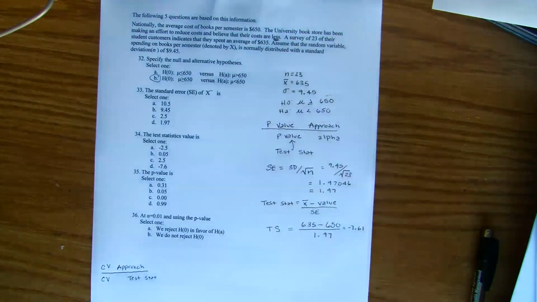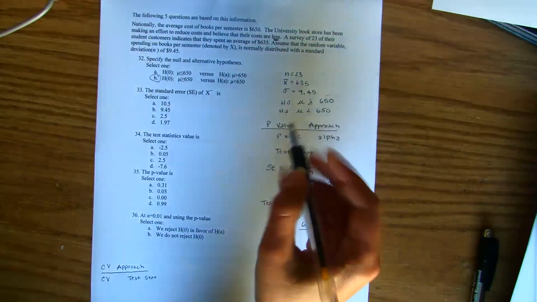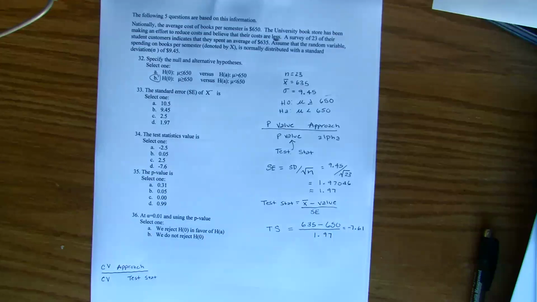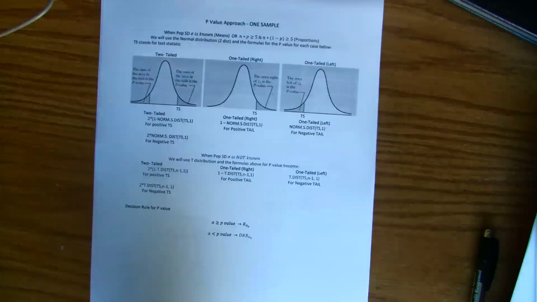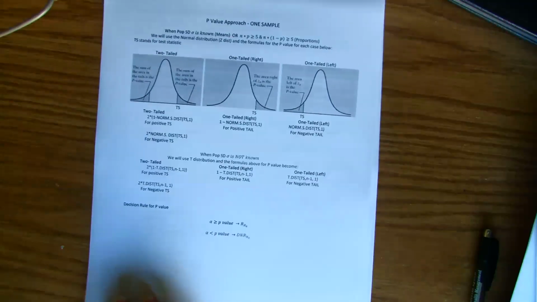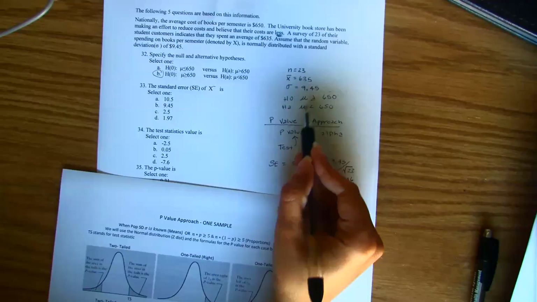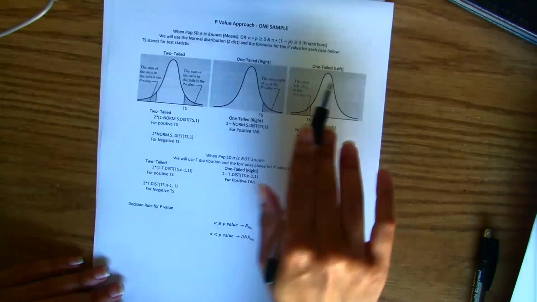Now that we got our test statistic, we need to plug it into the p-value formula. So now let's get the p-value because we need to compare our p-value to alpha. So let's take a look at this right here. If you guys remember what we said not too long ago, this is a left tail test because it's a less than problem. So we are going to be looking at this case right here.